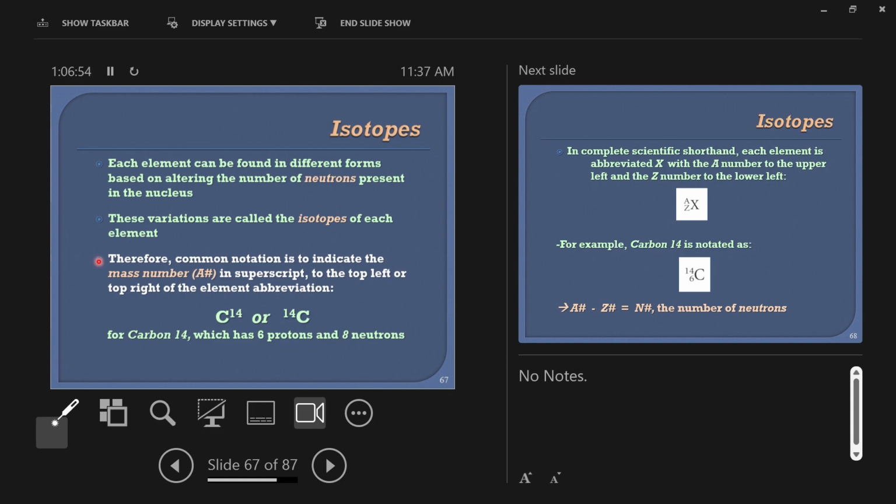So common notation to indicate the atomic mass number is in the superscript to the top left or the top right of the elemental abbreviation. So we might see carbon written as carbon 14, for example, written as a C with a 14 in the right superscript or the left superscript above the number. Now, when you see them on the periodic table, usually the atomic mass is put down at the bottom, but it'll always be separate. The atomic mass and atomic number will always be on opposite sides, at least typically. Periodic tables can be set up in different ways.